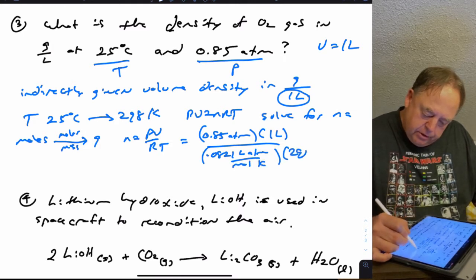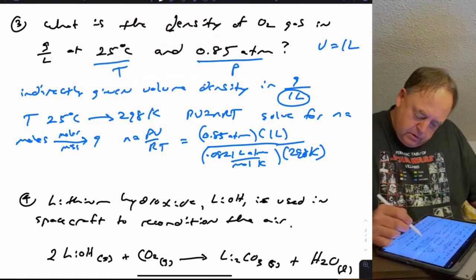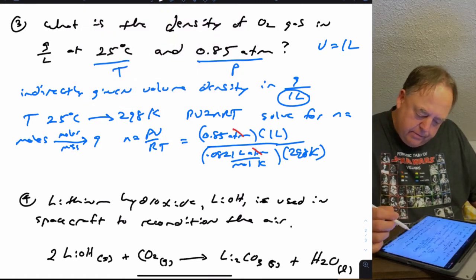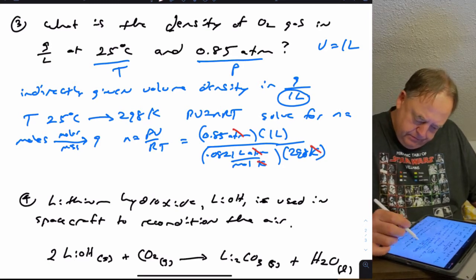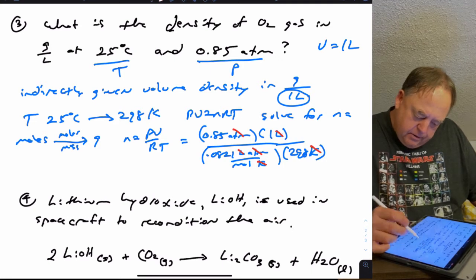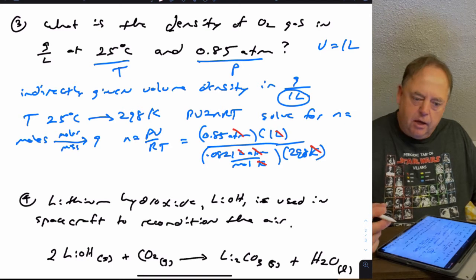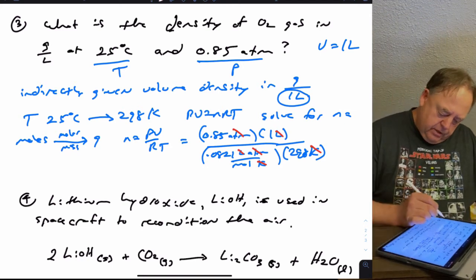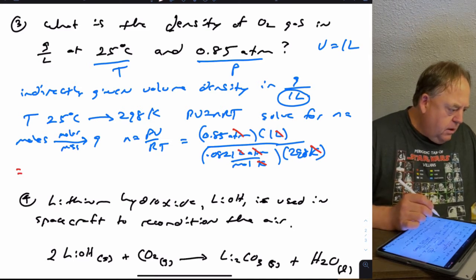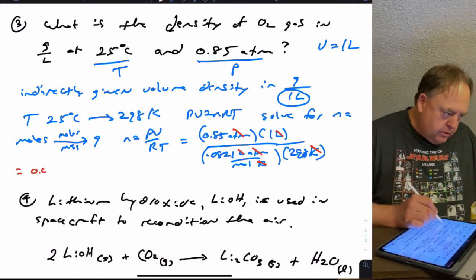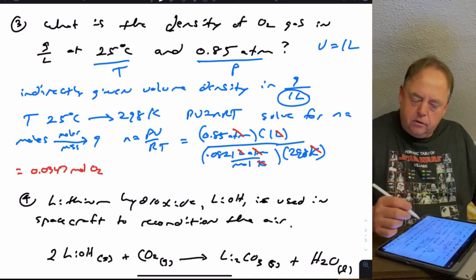And temperature 298 Kelvin. And your units, so let's see, atmosphere on top cancels atmosphere on bottom. Kelvin cancels out, liters cancel out, and your only unit left is moles on the bottom of the bottom, which is the same as on the top. So if you calculate that out, then you get the moles of O2, which is 0.0347 mole of O2, and now you can convert that to grams.